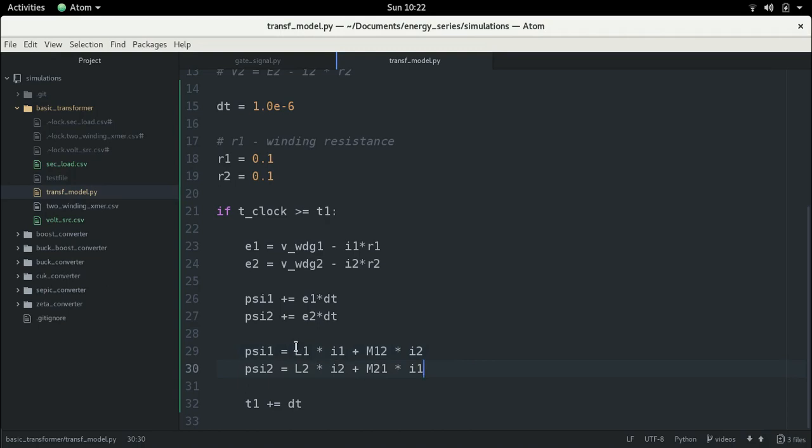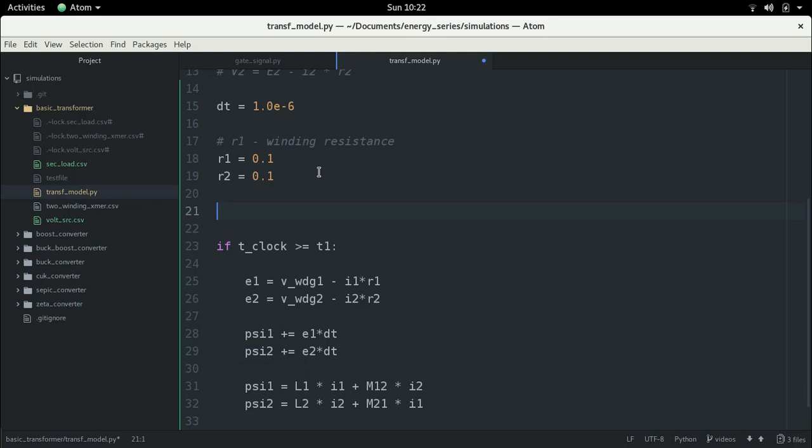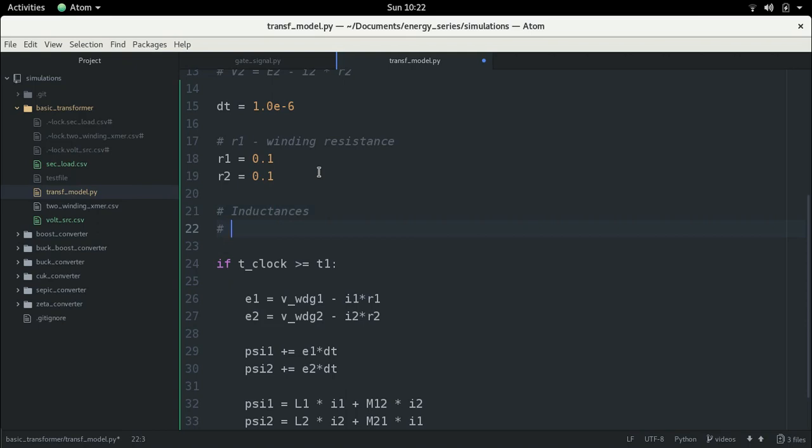So how do we define this? We go up and start writing some parameters. Let me just put a comment and say inductances. So how do we define the inductance?